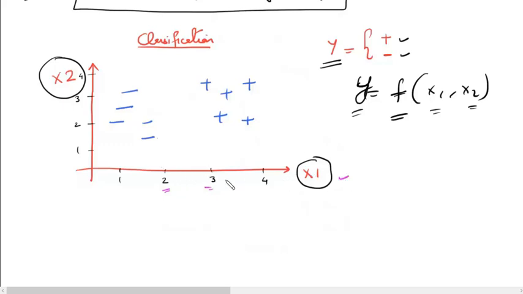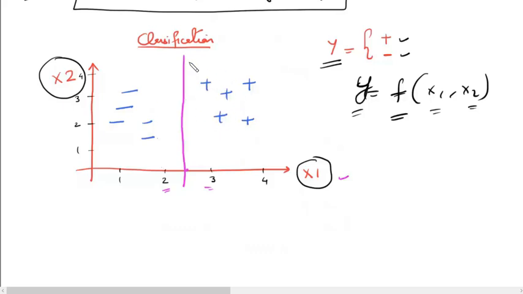So x1 is my independent variable. The midpoint of consecutive values is 2.5. So it will try to draw a decision boundary here. So this is a decision boundary, and whatever data points you have on the left of the decision boundary are minuses, and whatever you have on the right of the decision boundary is a plus.